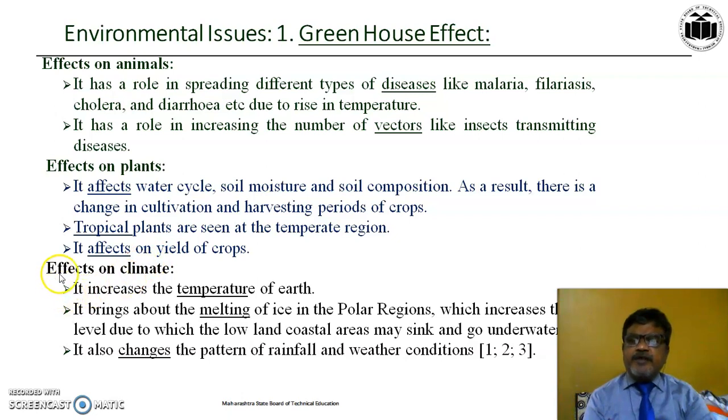There are some effects on climate also. It increases the temperature of the earth, by which the ice in the polar region melts, which increases the ocean level or sea level. It has also changed the pattern of rainfall and weather conditions.